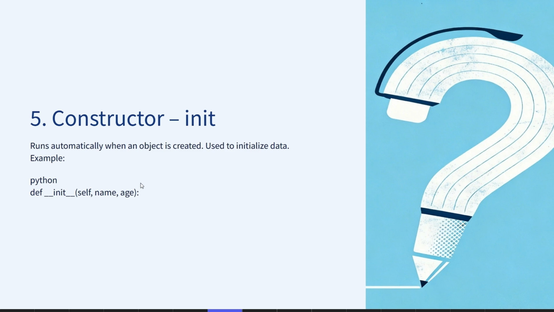So right now our student are empty. We need to give them data immediately when they are created. So we use a special magic method called init. So this stands for initialize. It runs automatically the moment you create an object and you don't call it manually. Think of it as a setup wizard that runs when you install new software. So we define it like this.